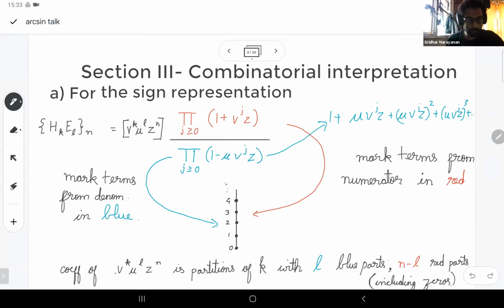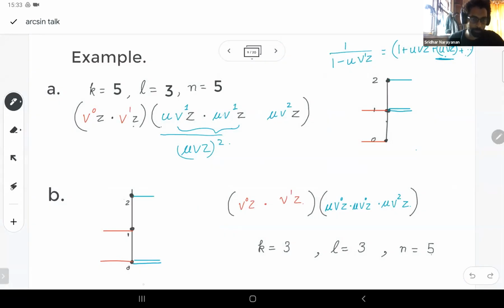And since z counts the total number of parts, and the exponent of z is n, and there are L blue parts, that must mean there are n minus L red parts, because the total number of parts is n. So the coefficient of v raised to k, u raised to l, z raised to n is all partitions of k with L blue parts and n minus L red parts. And when we say parts, we include 0 as a part. So here, for example, the number of parts is 5. We've included the 3 parts that are on 0. So is this way of representing these product terms clear?